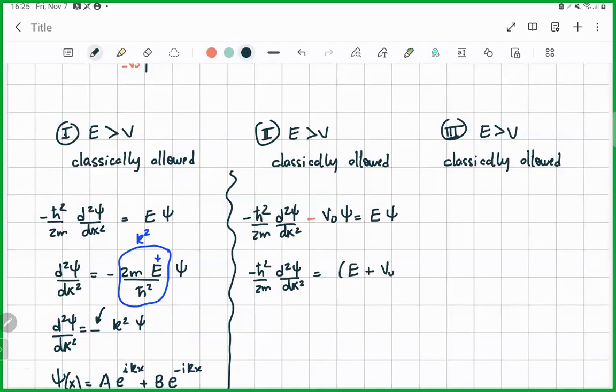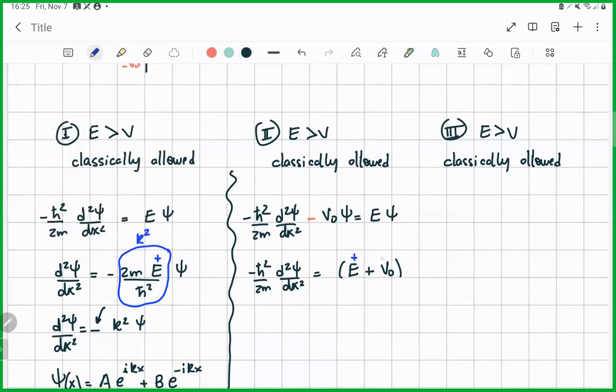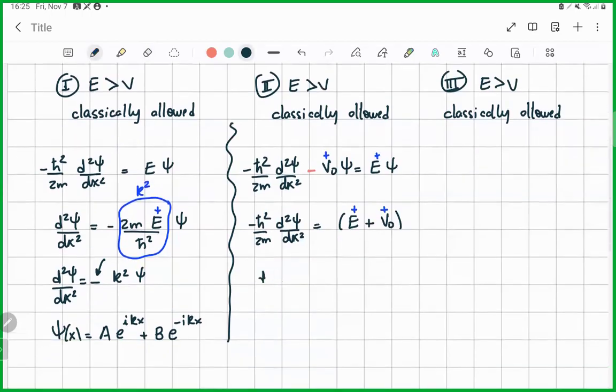Plus V naught. So everything that we have there is positive. And this V is positive, and this V naught is also positive because, as we said, we already took its sign into account. So this symbol here is indicating a positive number. Okay, all right. And now I'm going to rearrange. Now I'm going to pass the constants to the other side.